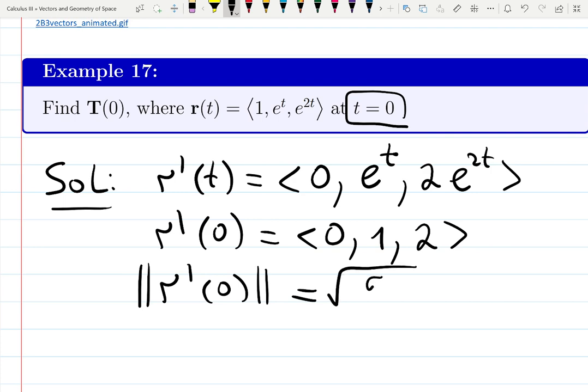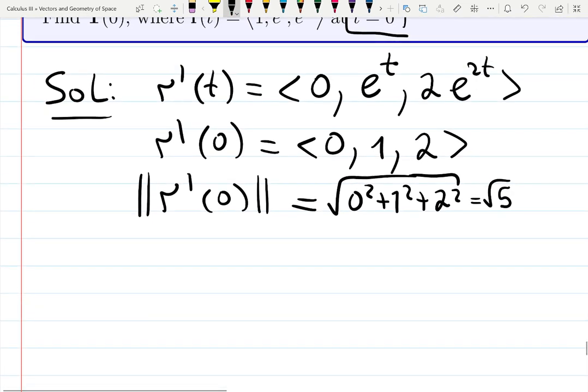Very fast. Are you doing it that fast as I am or not? Yeah. 0 squared plus 1 squared plus 2 squared, with the square root, right? So it's supposed to get quick at some point. It's a nice multiple choice question on the exam, square root of 5. So those are like typical fast calculations. This is the size of the vector at 0.